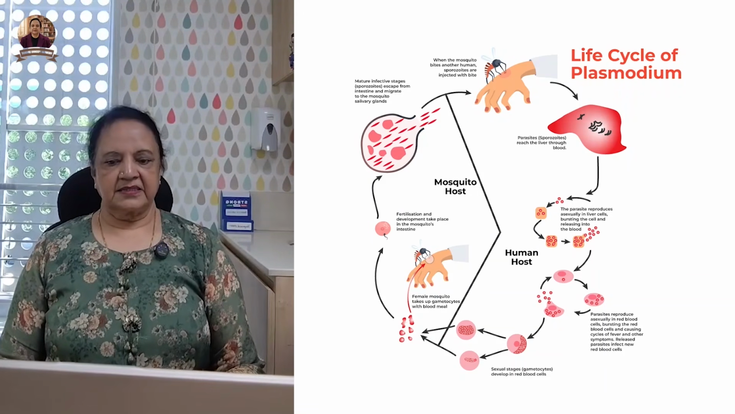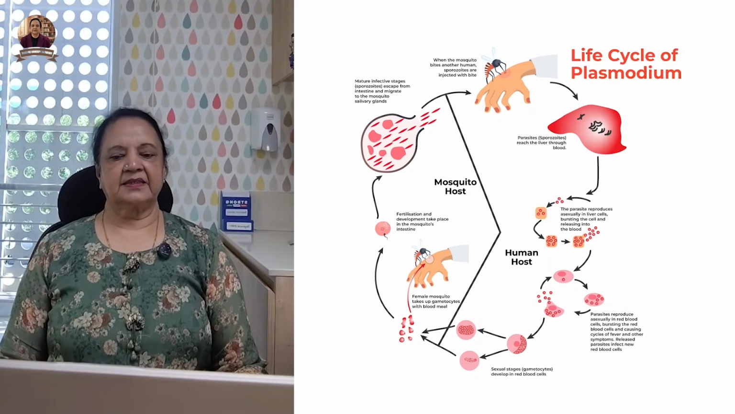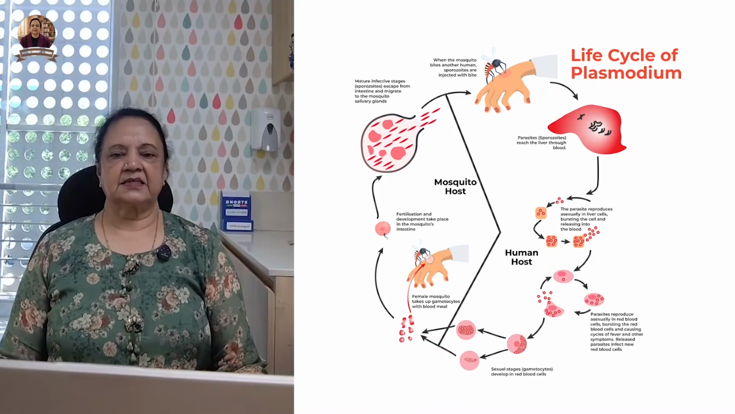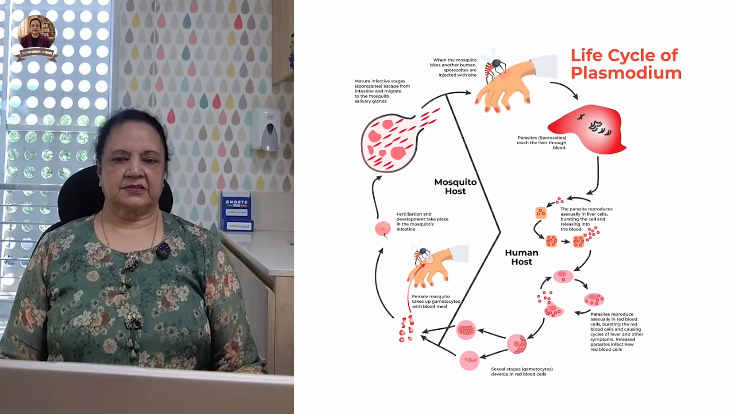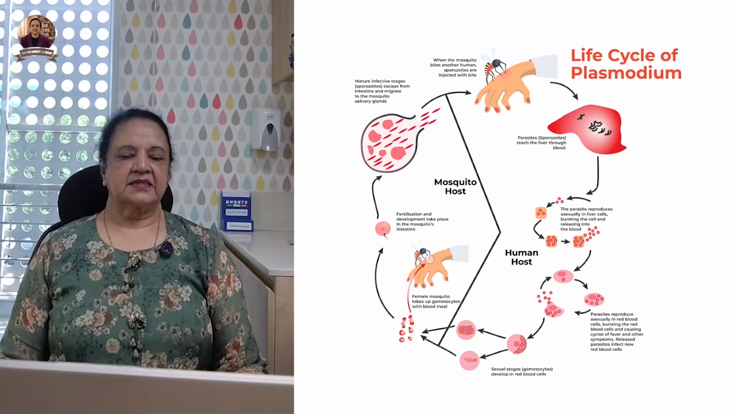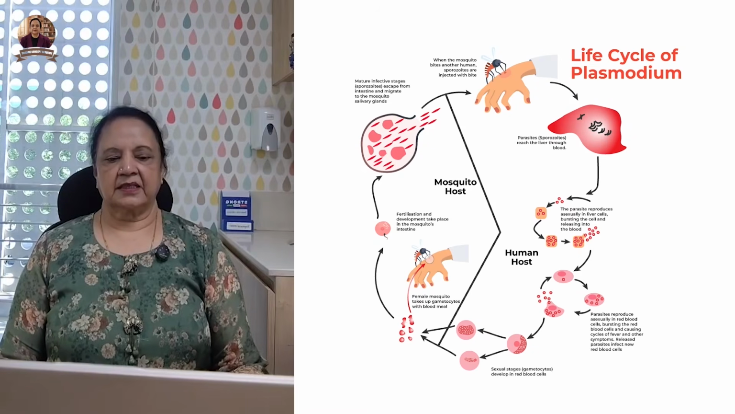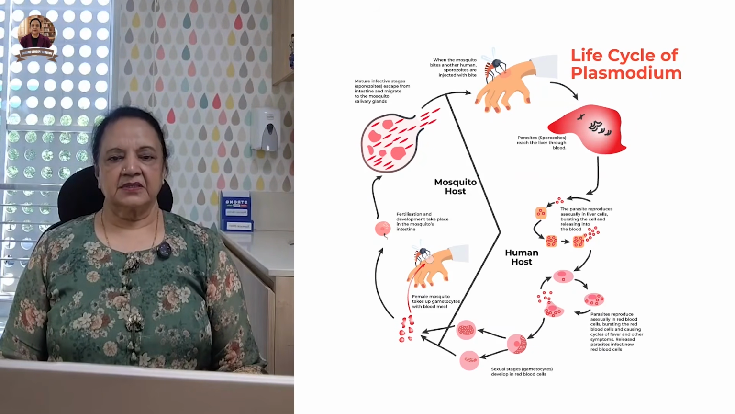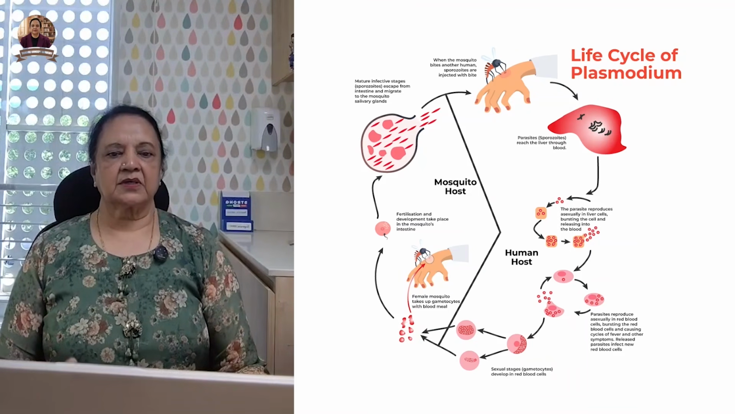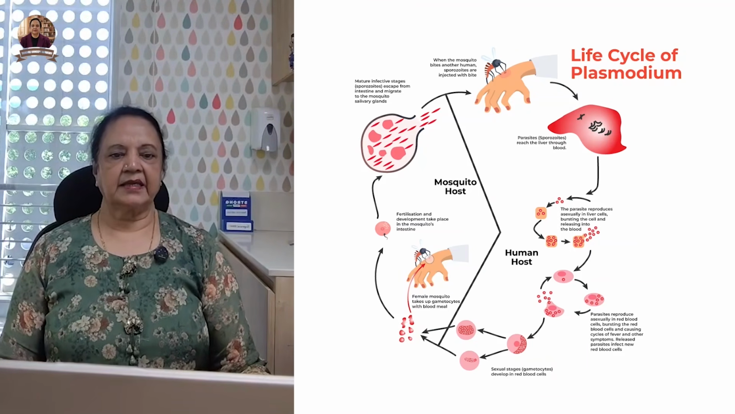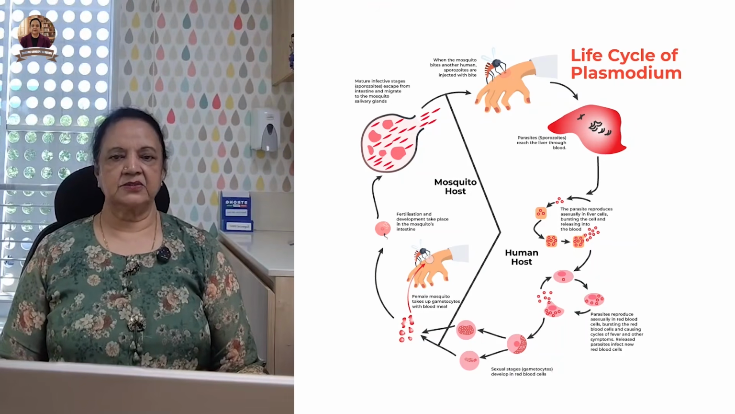Next is the blood stage. The parasite then bursts out the liver cells and enters the red blood cells, the RBCs. They multiply inside the RBCs, causing them to burst. The bursting of the RBCs releases hemozoin. Hemozoin causes the classic cycle of fever and chills.